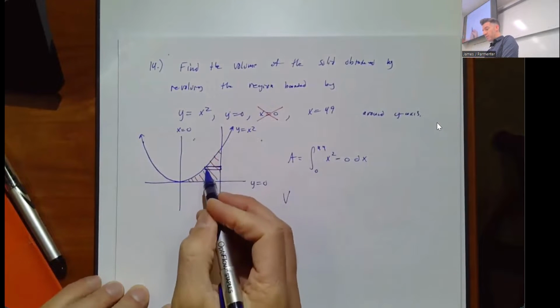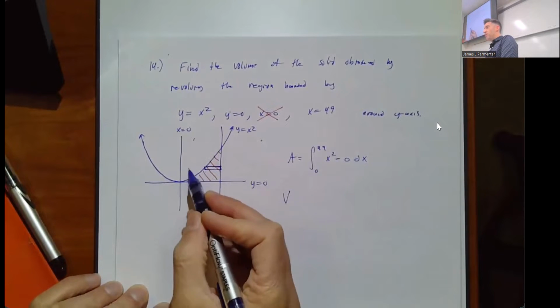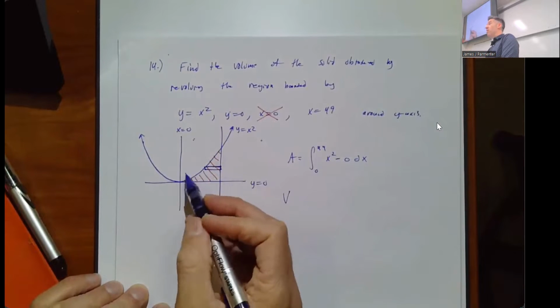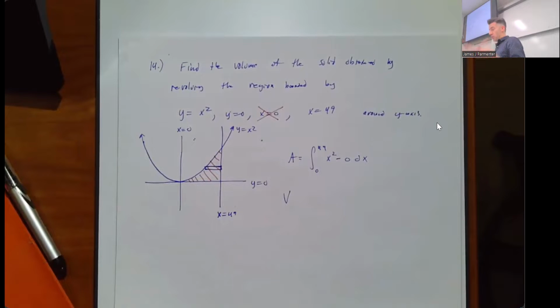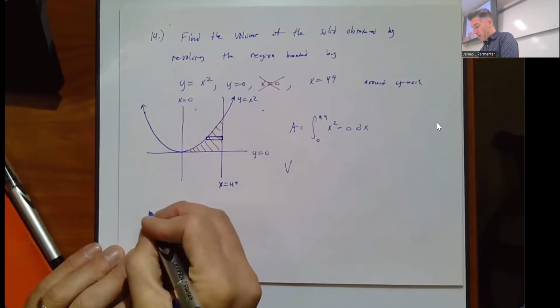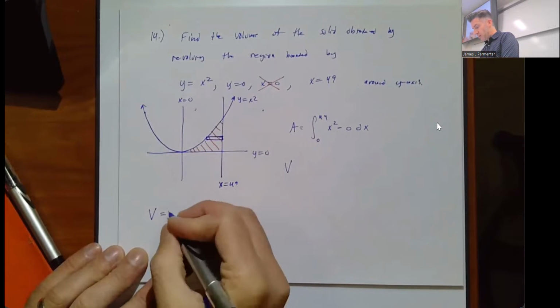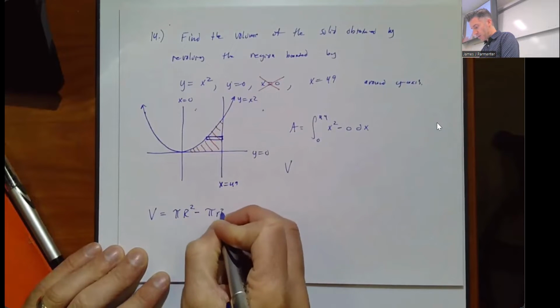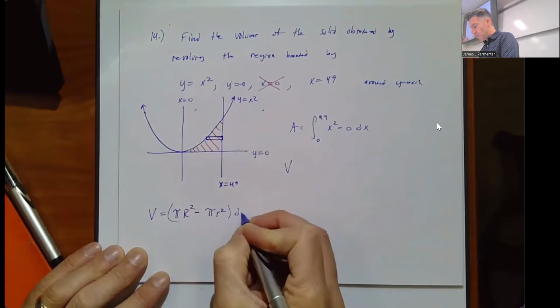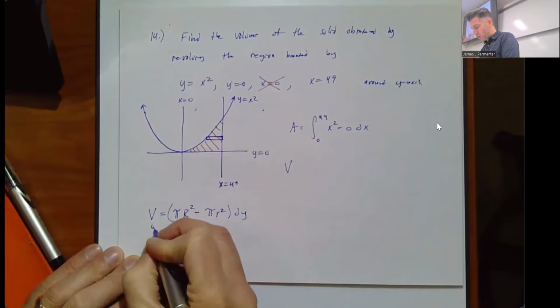And since my cross-section doesn't touch my axis of rotation, right, like there's some distance between it, we know we have to use the washer method because we're going to be subtracting out the inner circle. So here, our volume is going to be pi times your big radius squared minus pi times your little radius squared times a dy. And that's the volume of our washer.